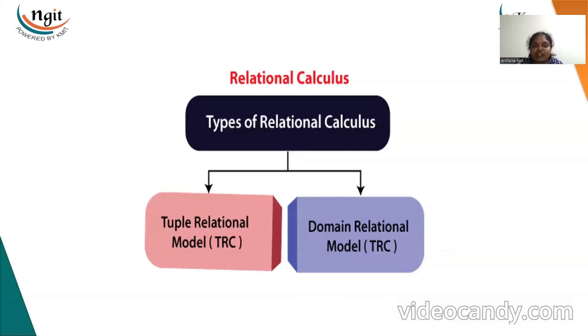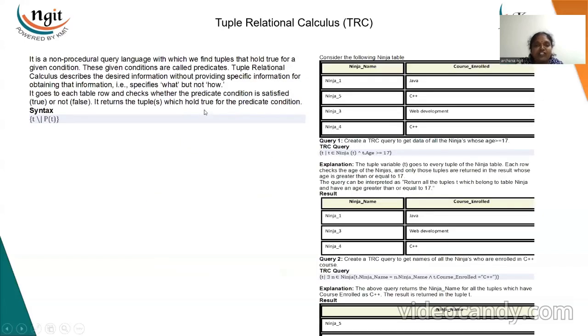So we have types of relational calculus. One is TRC and then DRC. TRC represents tuple relational model calculus, and DRC represents domain relational model calculus. So tuple relational calculus deals only with the set of records. We focus upon what has to be retrieved from the set of tuples. Domain relational calculus is going to focus upon the columns or the domain of those particular records. So the condition which we mention is going to be related to the column.